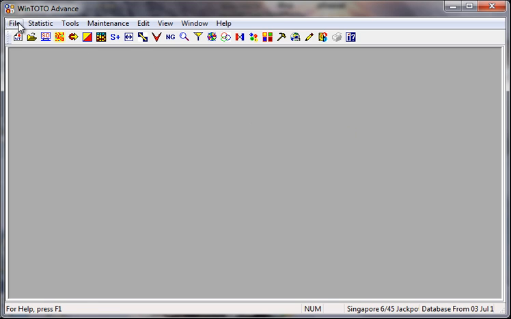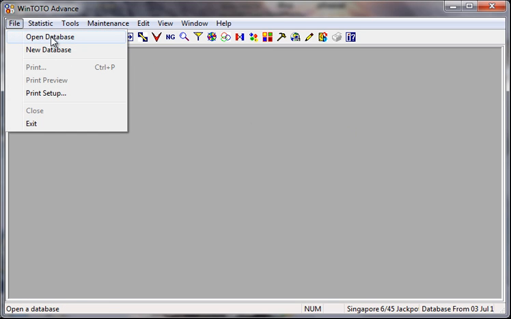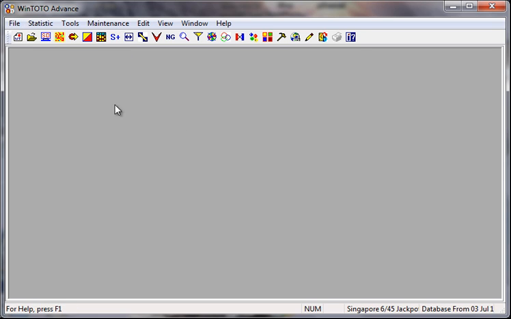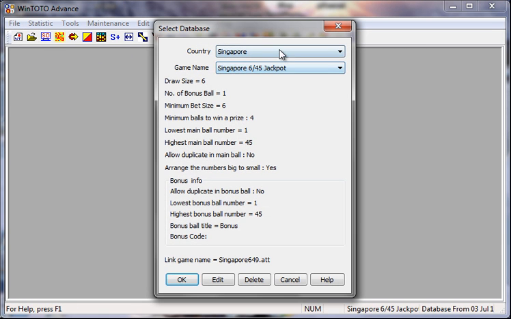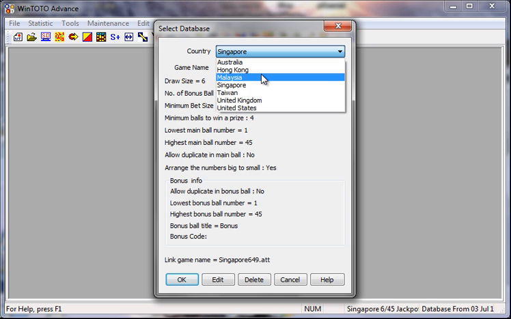Okay, now when you buy this software, you have all those data with you, as you can see here. We have Singapore, Australia, Hong Kong, Malaysia, Taiwan, UK, and US, United States. So, in other words, when you purchase this software, you will be able to access all this data as shown here. But of course, today we will discuss Singapore.